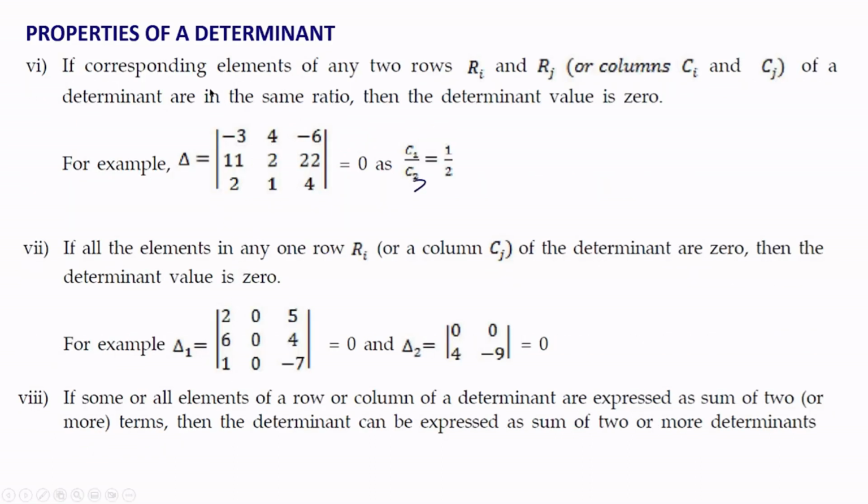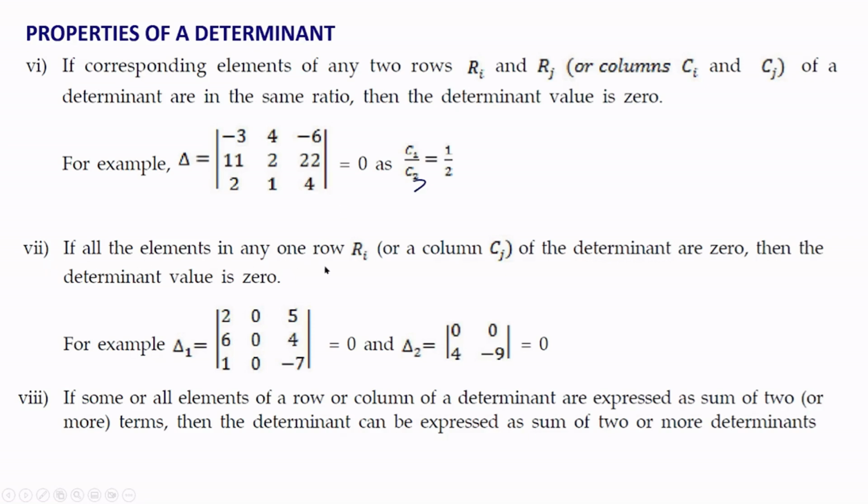Next we have the next property. If corresponding elements of any two rows or any two columns are in the same ratio, then the value of the determinant is 0. Say for example, if we have this determinant, here we can see that the ratio of C1 to C3 is 1:2. So the value of this determinant, if you expand along any row or any column, will be equal to 0.